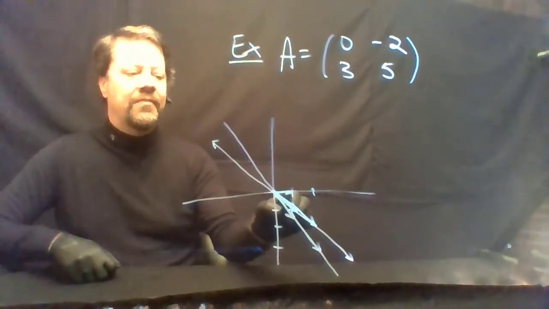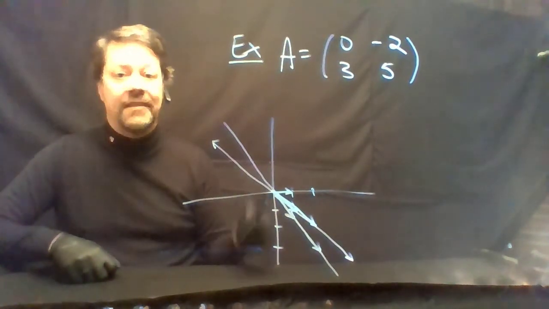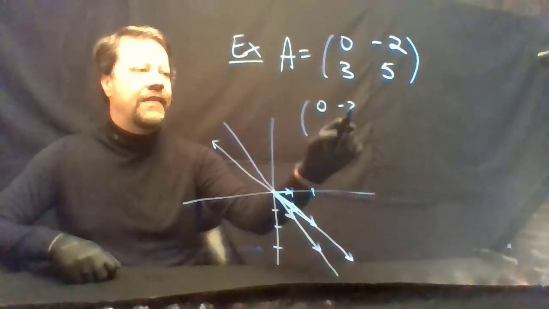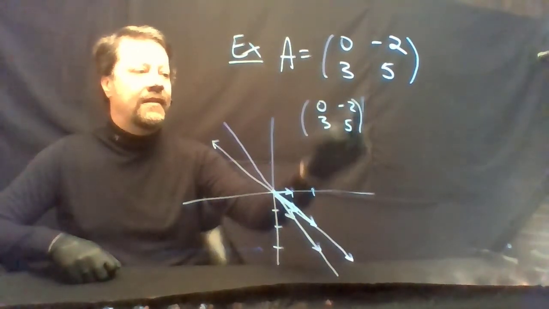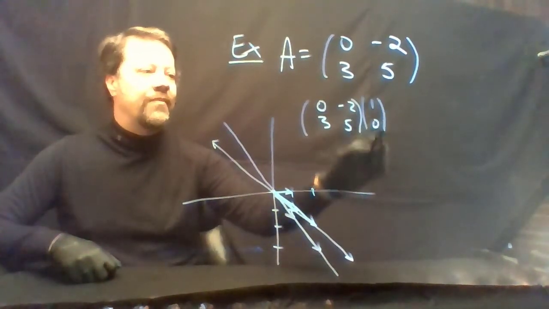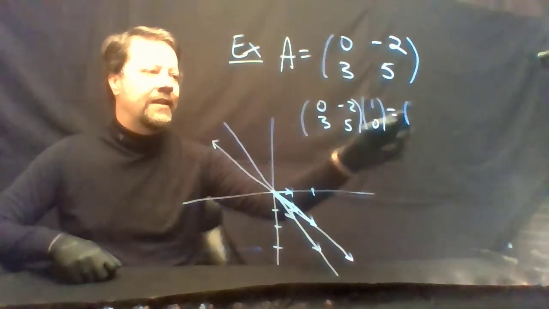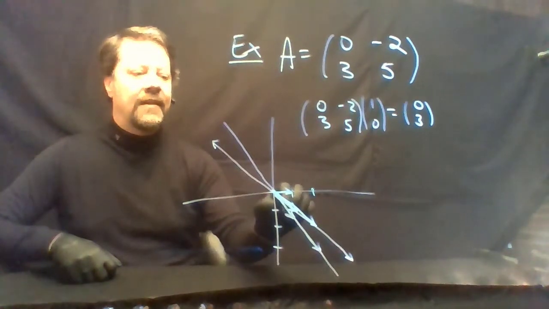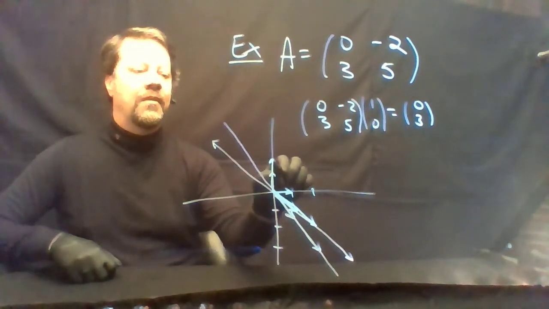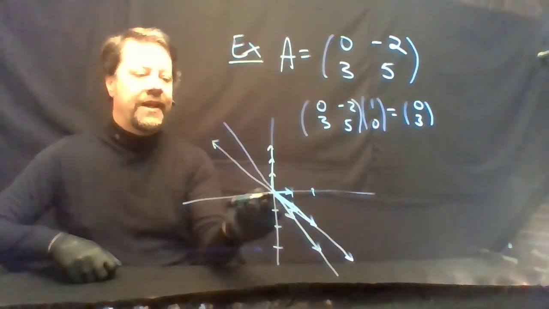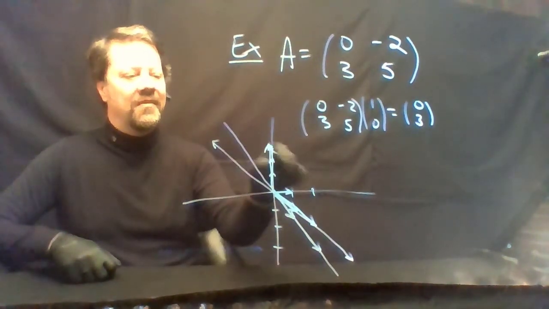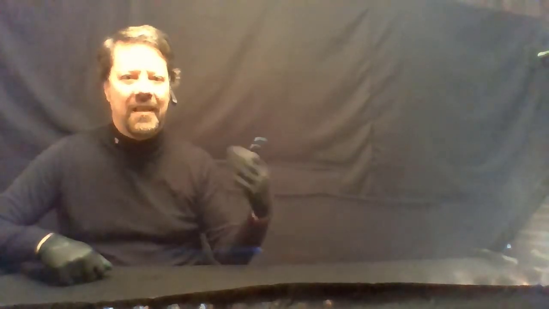Other vectors won't be just dilated, they'll also be rotated. For example, if I take the matrix [0, -2; 3, 5] and multiply by the vector (1, 0), what I'll get is (0, 3). That's actually rotated through 90 degrees and dilated by a factor of 3. There are some special cases that you need to be aware of.